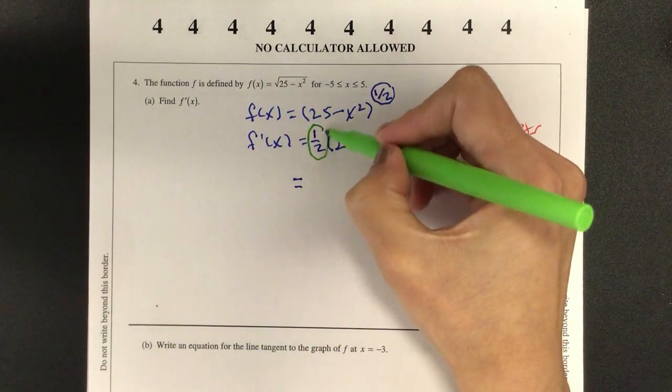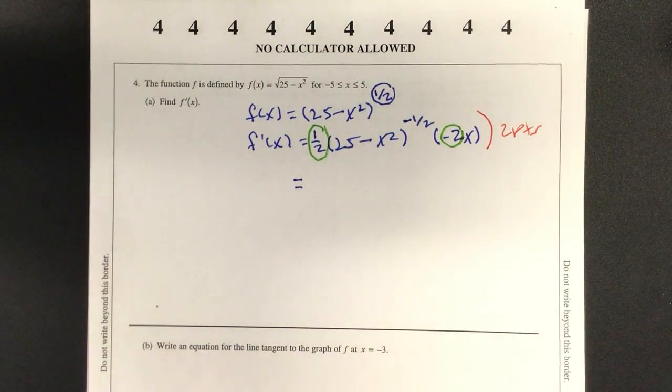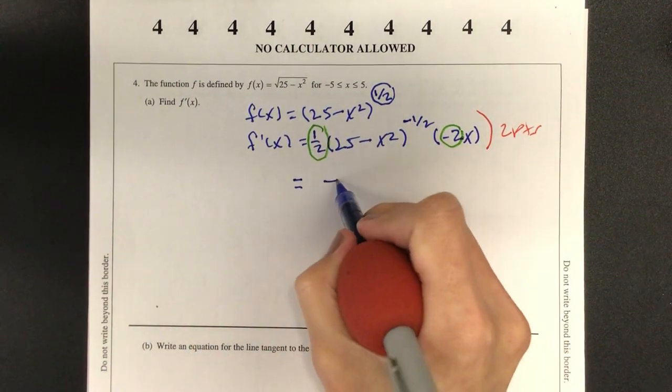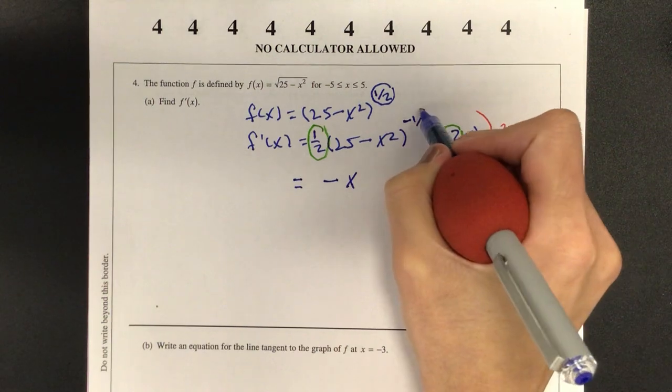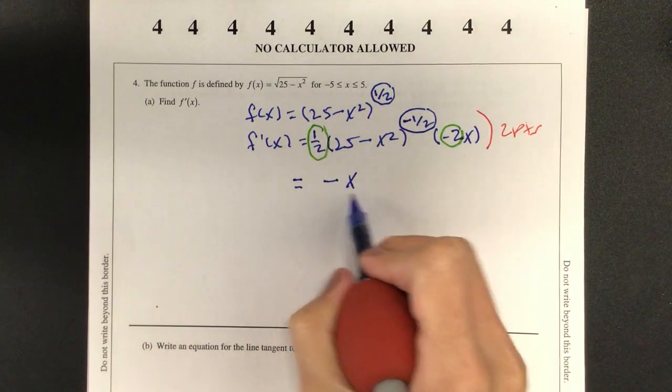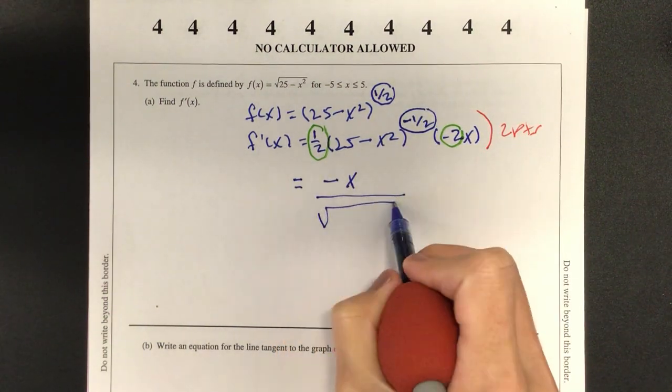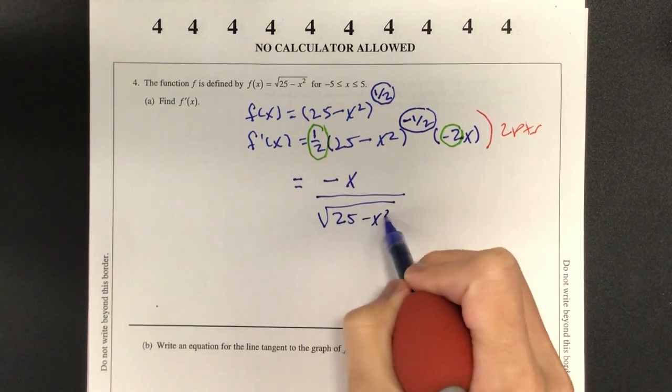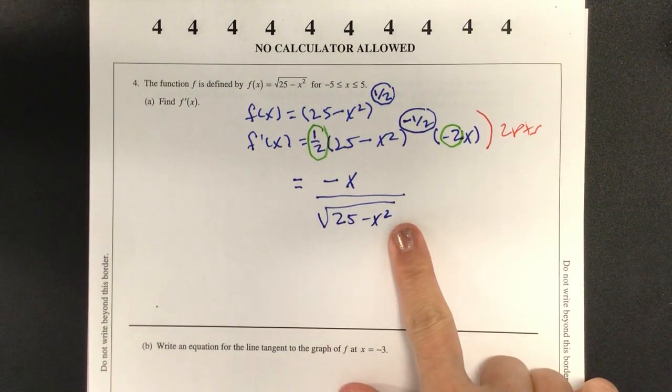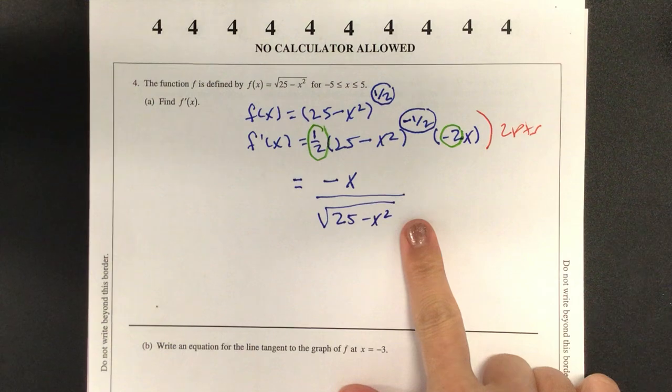So if I take half of the negative 2, isn't that negative x basically on top? And because of this negative 1/2 power, I want to bring that on the bottom with the square root. So having this on part A is not required. Y'all good with that? Okay?